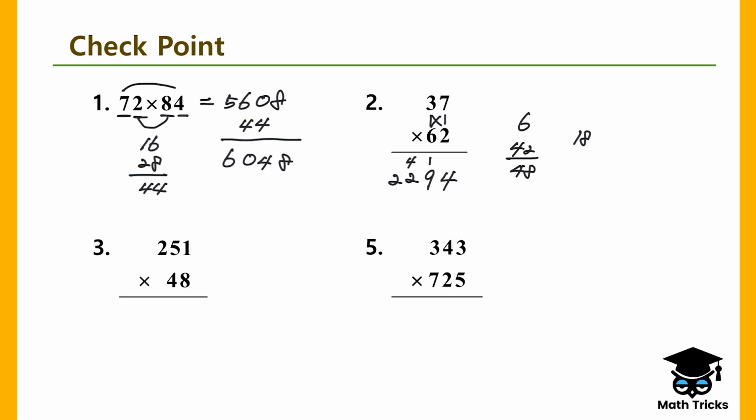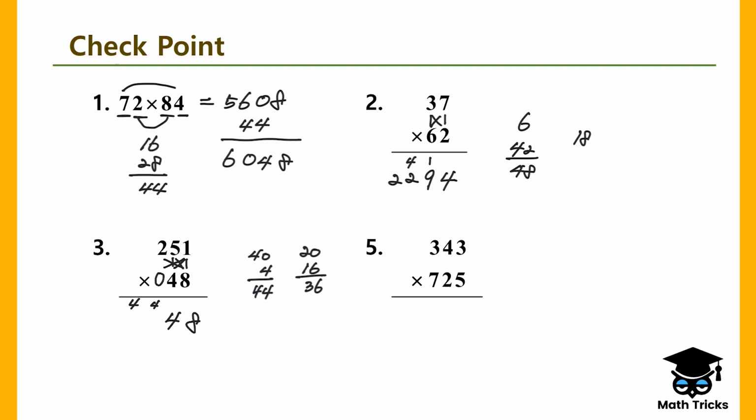Number 3, we have 251 times 48. So 48 is 0 4 8. 1 times 8, that's 8. 5 times 8, 40. 4 times 1, that's 4. So that's 44. Now 0 times 1, that's 0. 5 times 4, that's 20. 2 times 8, that's 16. So 36. 36 plus 4, that's 40.